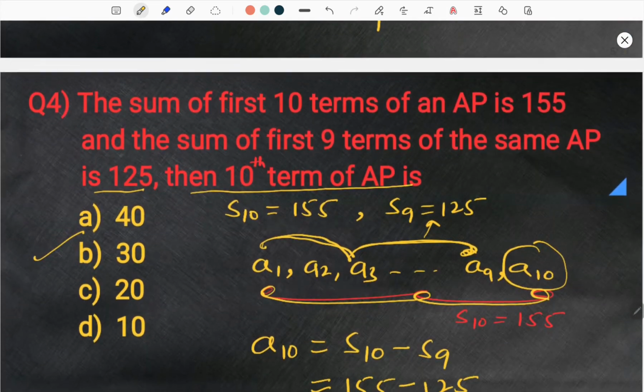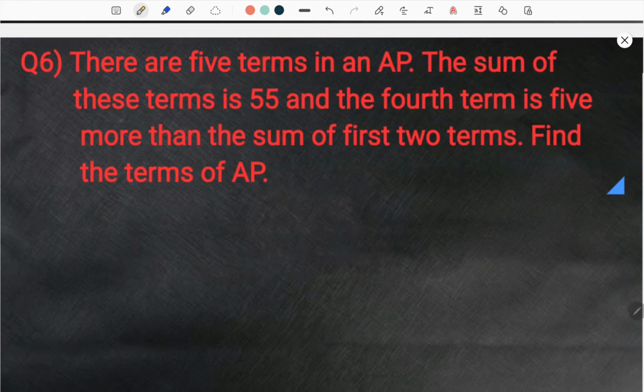Another 4 mark question is framed, which is a little bit lengthy and which is logical. Alright, let us try to understand those kinds of questions also. There are 5 terms in an AP. There are 5 terms in an AP means what is the value of n? The value of n is 5.